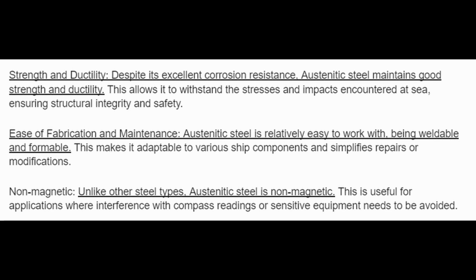Ease of fabrication and maintenance. Austenitic steel is relatively easy to work, being weldable and formable. This makes it adaptable to various ship components and simplifies repairs or modifications. Non-magnetic. Unlike other steel types, austenitic steel is non-magnetic. This is useful for applications where interference with compass settings or sensitive equipment needs to be avoided.